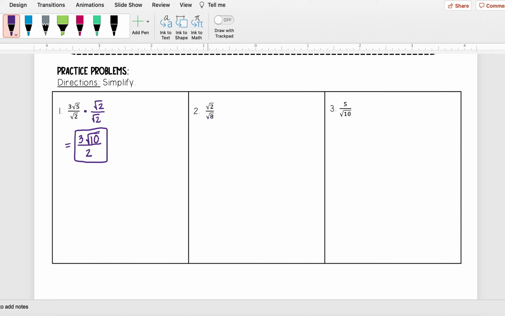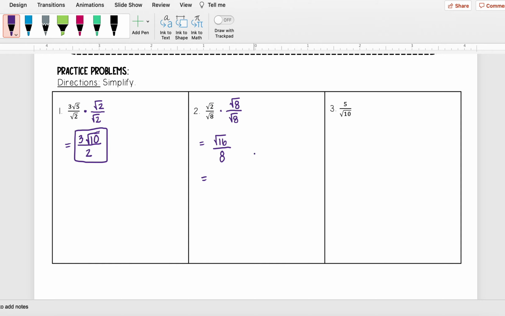Okay, now let's look at number 2. So here I have the square root of 2 over the square root of 8. Again, to get rid of that radical in the denominator, I can multiply top and bottom by the square root of 8. So square root of 2 times the square root of 8, I get the square root of 16, over the square root of 8 times the square root of 8, again, it's just going to be 8.